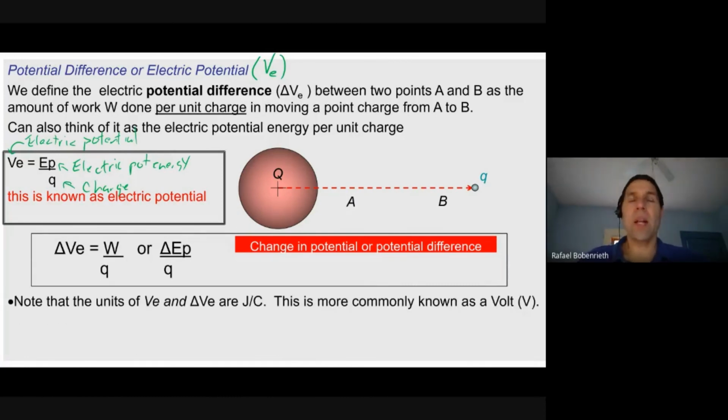A couple more things to help you understand this and put it into context. The units on electric potential and change in electric potential, or potential difference, is joules per coulomb, right? Work is in joules, the potential energy is in joules, q is charge in coulombs. Joules per coulomb is more commonly known as a volt, and it gets the abbreviation capital V.